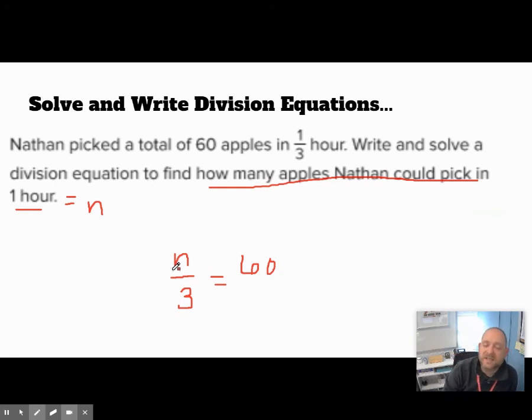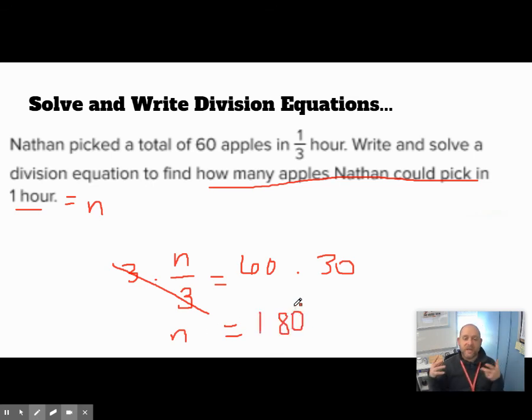So since I'm dividing by 3 over here, I need to get n by itself. Take both sides and multiply by 3. So these two will cancel out. I have n equals 60 times 3, or n equals 180. Or Nathan can pick 180 apples in 1 hour.